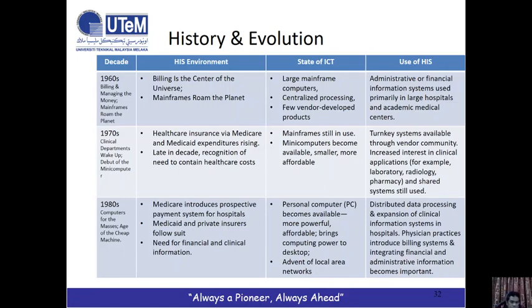So in 1980, computers for the masses. That means the age of the chip machine was introduced. Computers in 1980 started to be decentralized. At this time the personal computer became available, more powerful and affordable, bringing computing power to the desktop. So this is the era that we call the client server concept, with a lot of workgroup applications and so on.